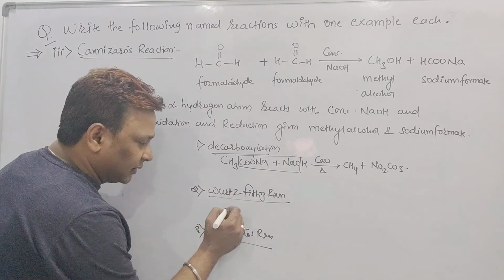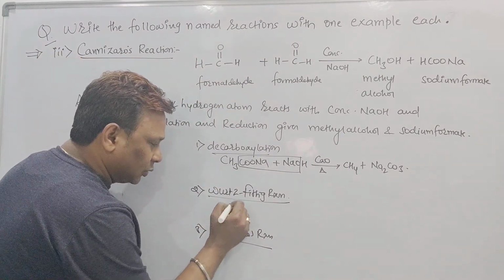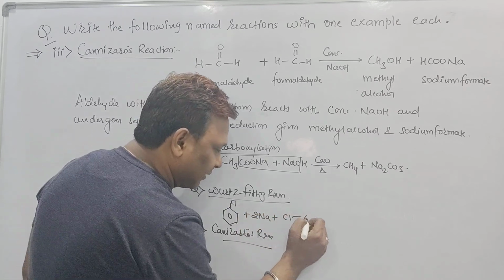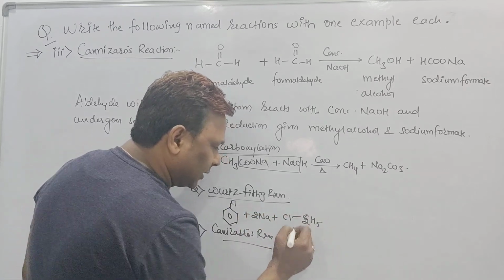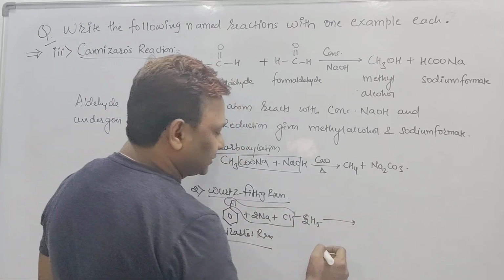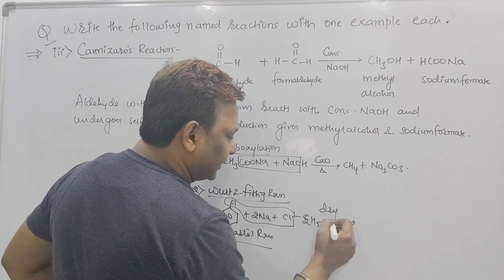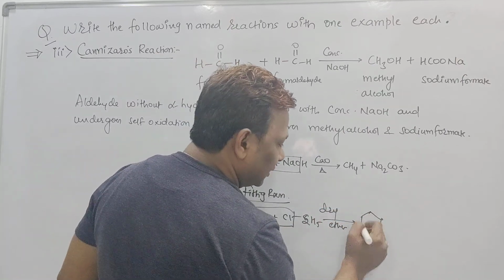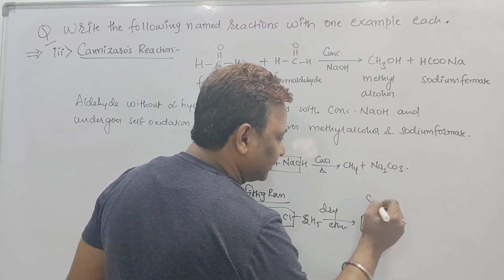Beta, in Wurtz-Fittig, in one case you have chlorobenzene, with 2 moles of sodium. In the other case you have ethyl chloride, right beta? This Cl and this Cl will go off. Now what did we get, sir? It is in presence of dry ether, and this benzene with a C2H5 coming over it is called ethyl benzene.